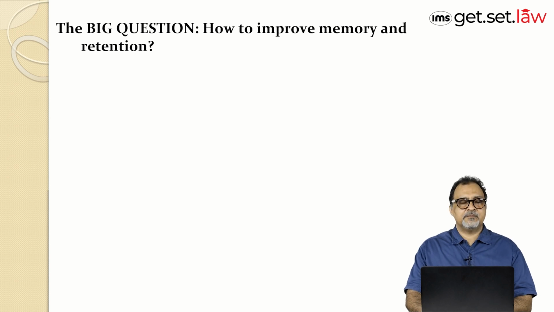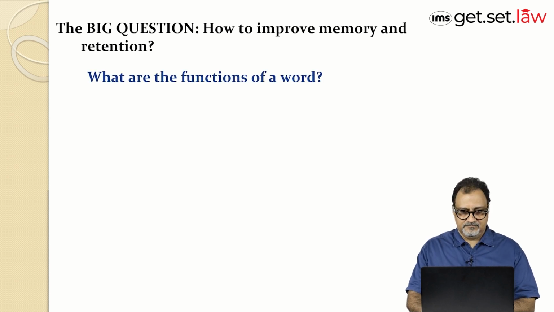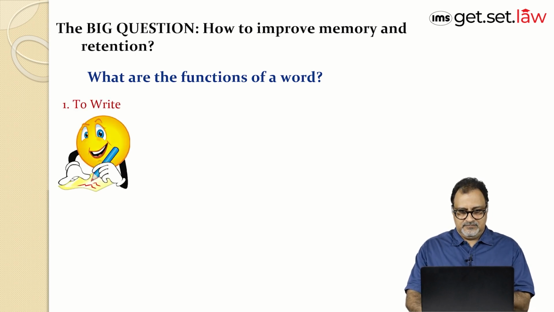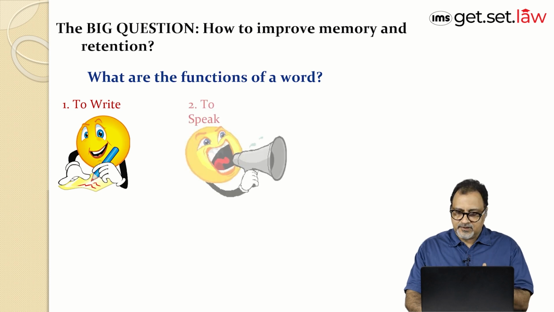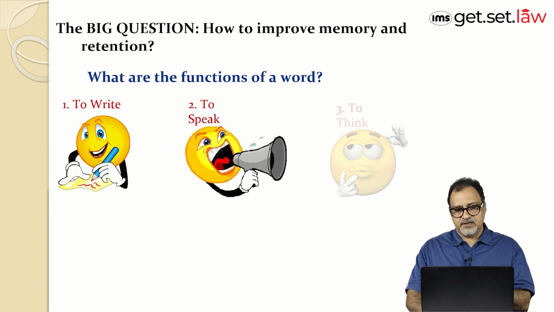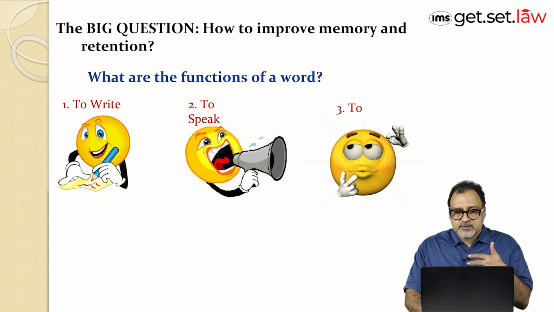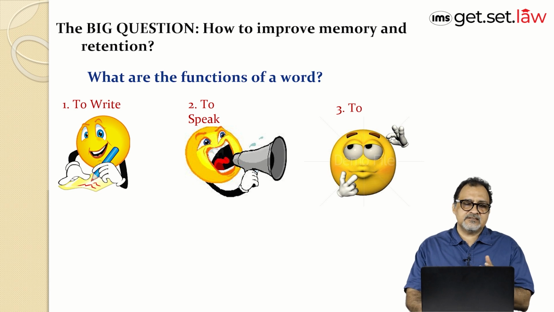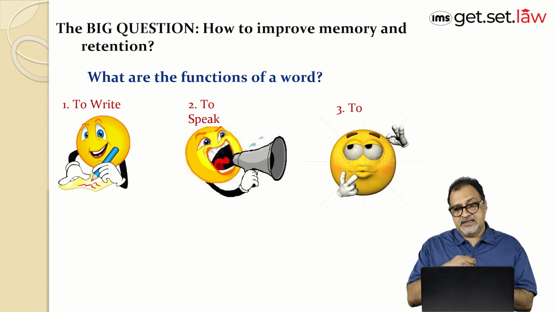How to improve memory and retention? So, we have to understand what the functions of a word are. How to write it, how to speak it, and how to think that word or using that word. So these are the three functions of the word. It helps us write, it helps us speak, and it helps us think.